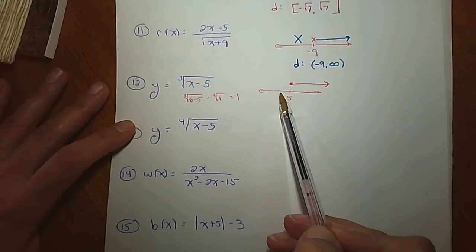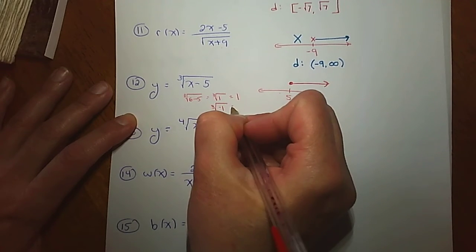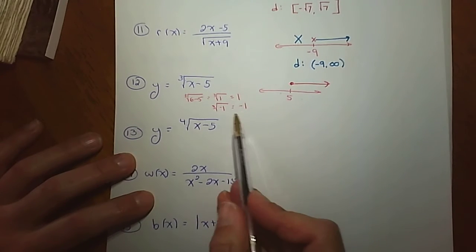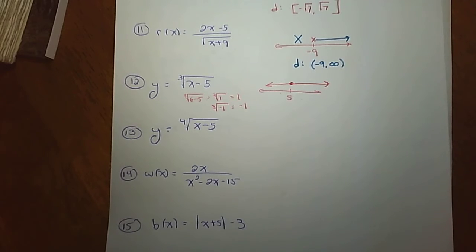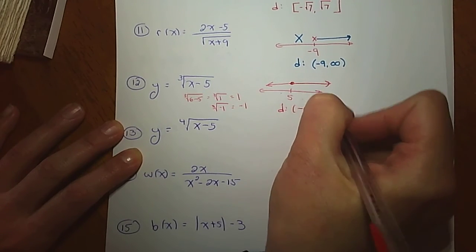Plug in a number smaller than 5, like 4. What's the cubed root of negative 1? Hey, wait a minute. There's an answer for the cubed root. That's negative 1. So everything works. So this domain is all real numbers.